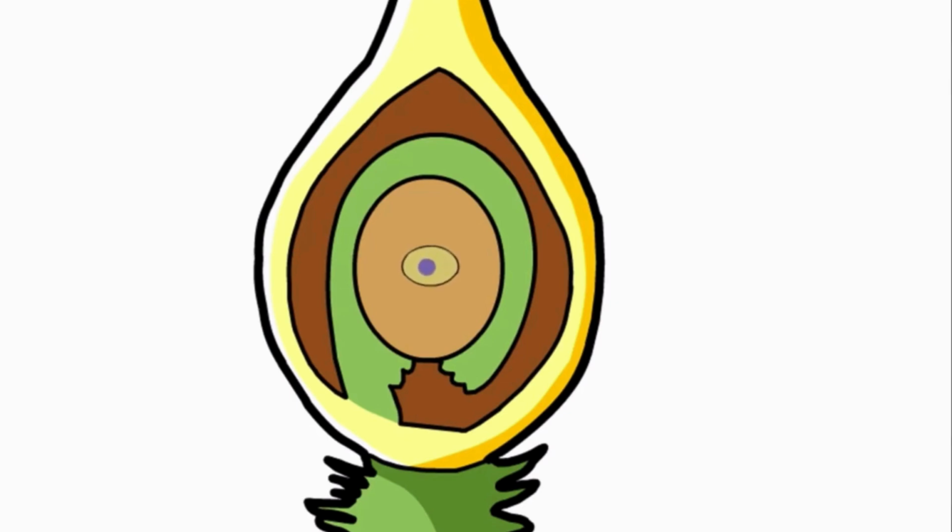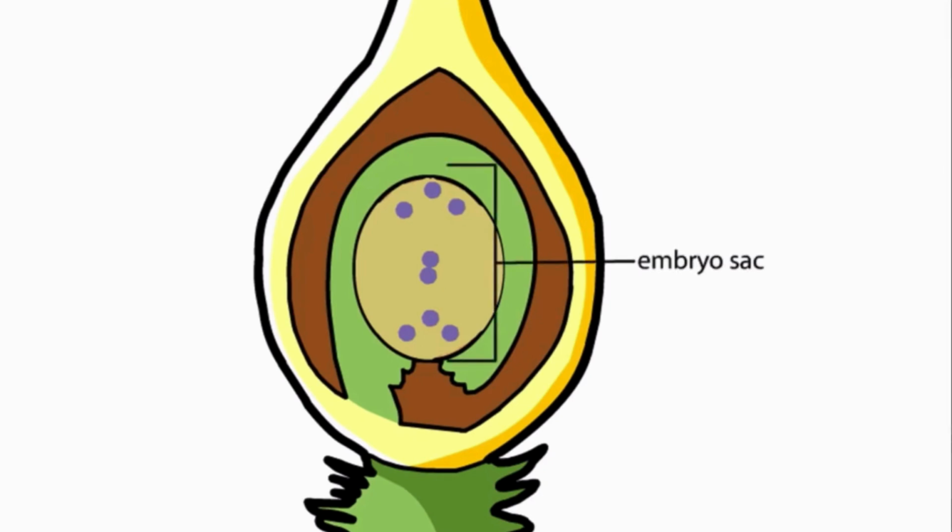The 1 surviving megaspore then undergoes 3 rounds of mitosis to produce 8 haploid nuclei. Cytoplasmic divisions do not immediately follow the nuclear divisions, so the 8 nuclei initially share the same cytoplasm. This multinucleate structure is called the embryo sac. Within the embryo sac, cell walls form between most of the nuclei.